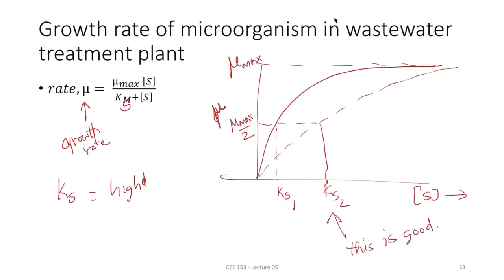The reason is, here you don't want the microorganisms to grow a lot, because if they grow a lot, you produce lots of microorganisms as sludge, and you don't want to deal with that sludge or waste. So you want microorganisms that do not grow a lot, have high metabolism, and destroy all the organics they have. They eat all those.